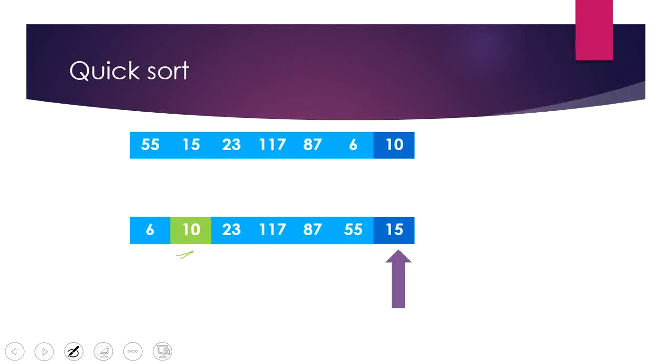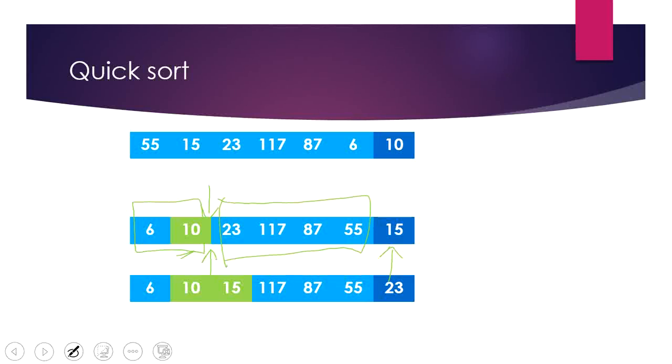Next we choose 15, again the last element, as our pivot, and place it exactly where it has to be. So where does 15 come? 15 comes after 10 because 6 and 10 are less than 15, and from 23, all other elements up to 55 are greater than 15. So the place of 15 is between 10 and 23. It is placed after 10, but 23 moved to the last position. We will see why later, but now 15 has found its position.